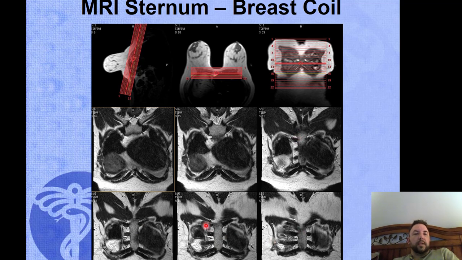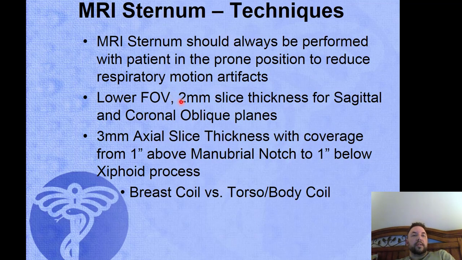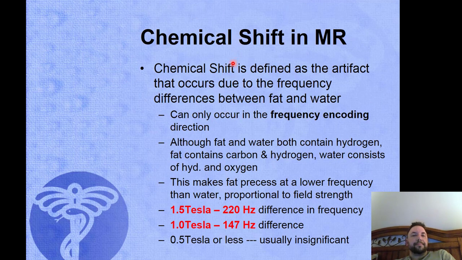Highly suggest, it's not really in the books, it's not really set in stone, but highly suggest in the presence of a sternum order, you want to utilize the breast coil, male or female, so that you get signal elements directly on the area you're imaging, and you eliminate the possibility of respiratory or breathing motion artifact. Small field of view, 2 millimeter slice thickness, usually just sagittals and coronals are all you need, and then a 3 millimeter axial slice thickness. Again, options, breast coil versus torso, but you always want to do the patient in the prone position.